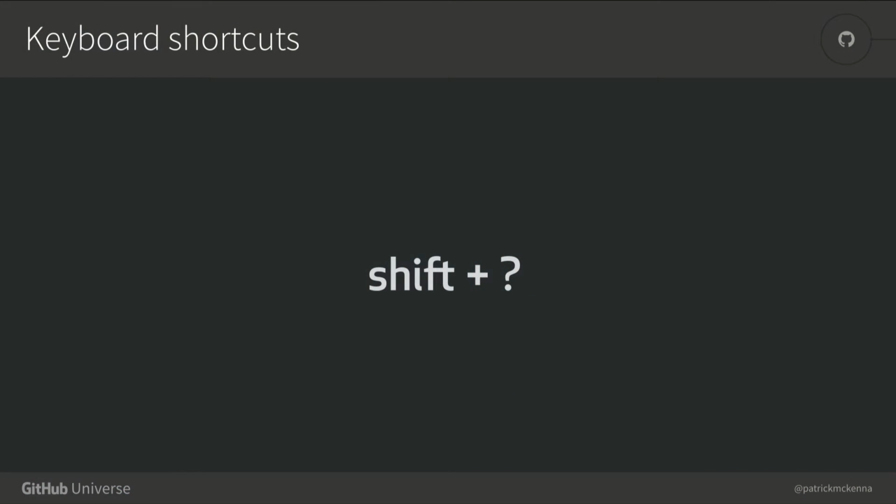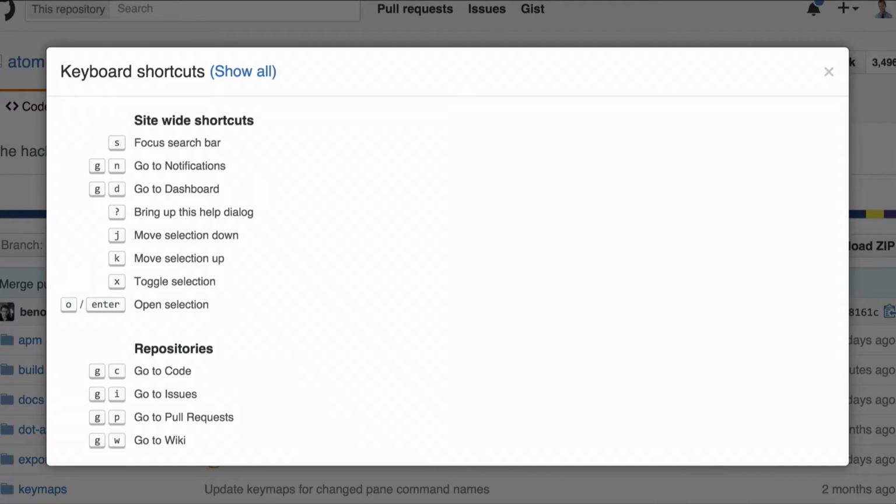Keyboard shortcuts. This is something of a revelation, I think, for most people the first time they see it. It certainly was for me and most people that I speak to. If you don't like to work with the trackpad, Shift ? is your friend. It will bring up a context-sensitive menu of keyboard shortcuts. Context-sensitive meaning what's actually going to show up here will depend on what page you're looking at. So if you're at the top-level page for a repository, this is what you'll get. You'll get a different set of options if you're in the issues page, likewise for pull requests.